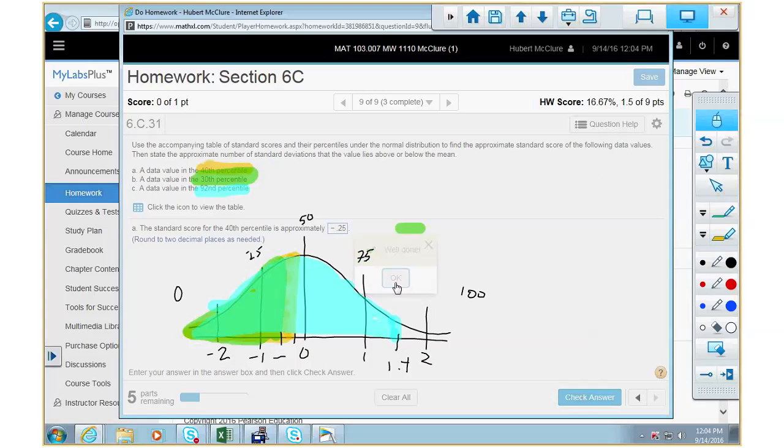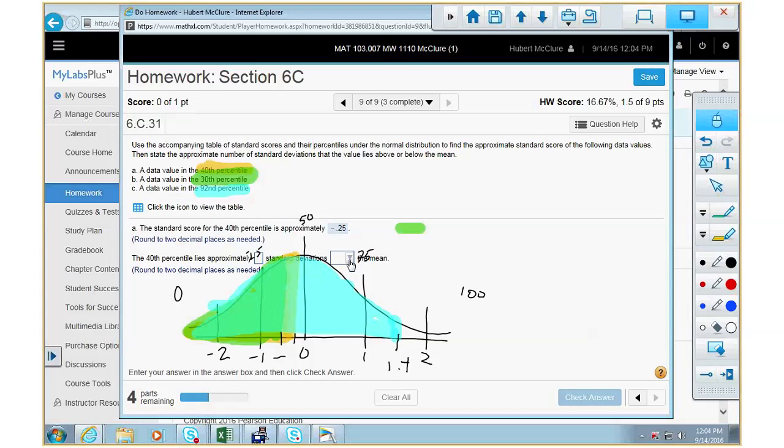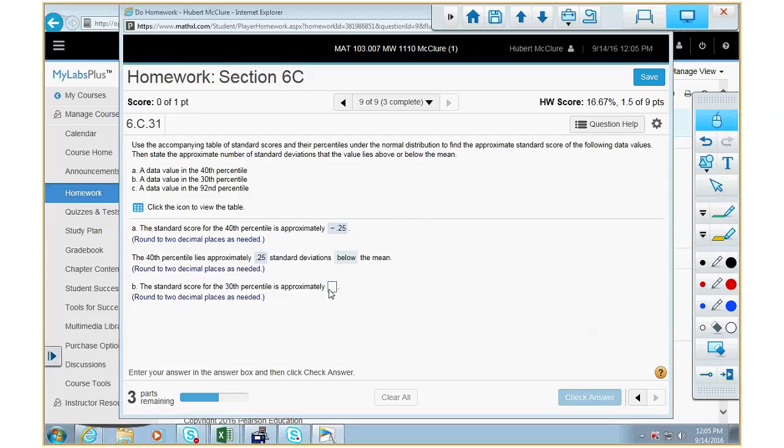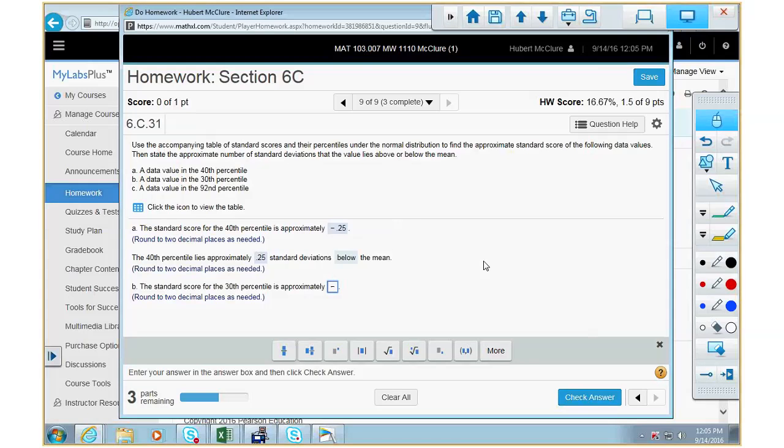Ah, well done. And the 40th percentile approximately is 0.25 below the mean. You got 2 answers. That's what the negative means, but they think y'all too stupid to figure that out. I just think this book is stupid. The standard, what was 0.5? 1.4. It is 0.5, 0.50.